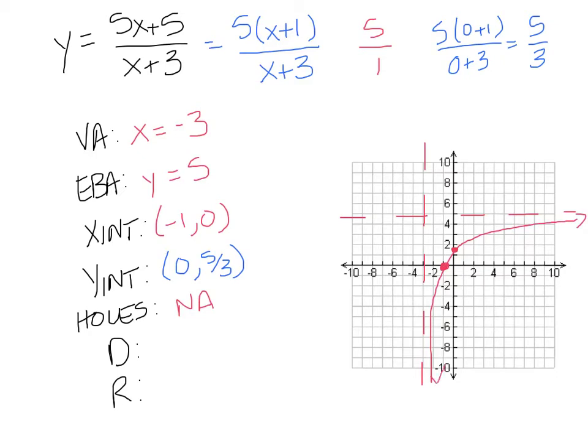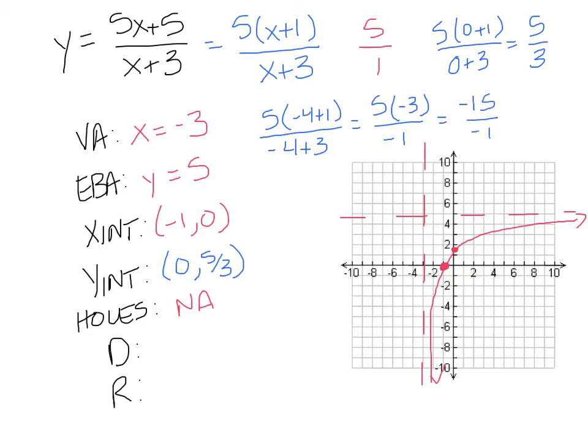To figure out where the second branch is, we need to choose a test point. I'm going to choose the test point -4. It's on the other side of the vertical asymptote. So if we plug in -4, we would have 5 times -4 plus 1 over -4 plus 3. Well, that would be 5 times -3 over -1, -15 over -1, which is 15.